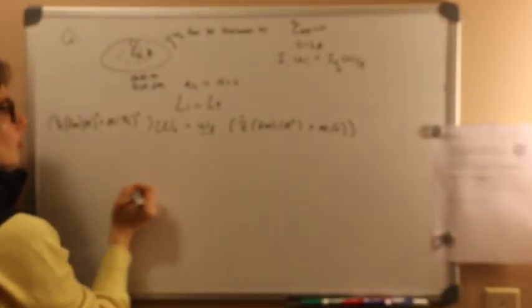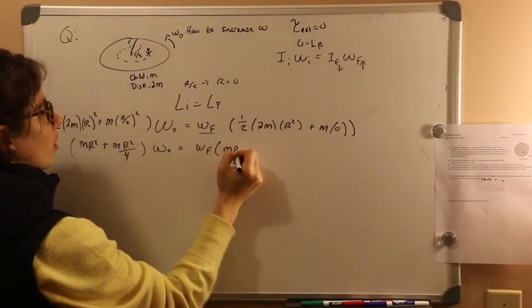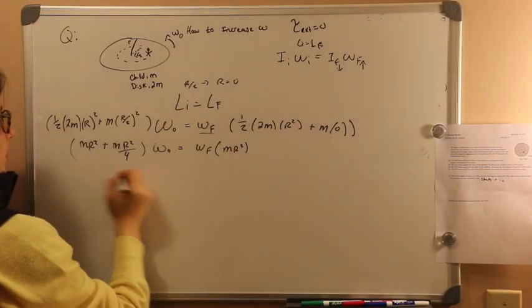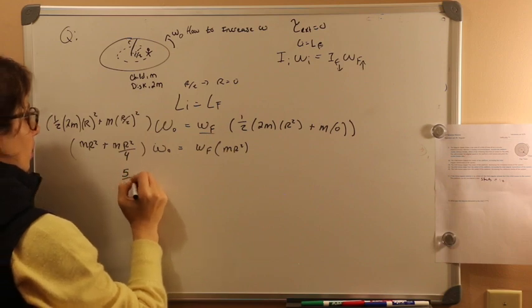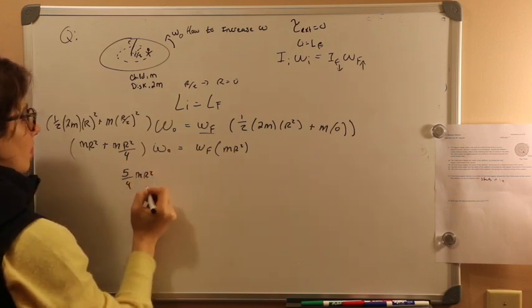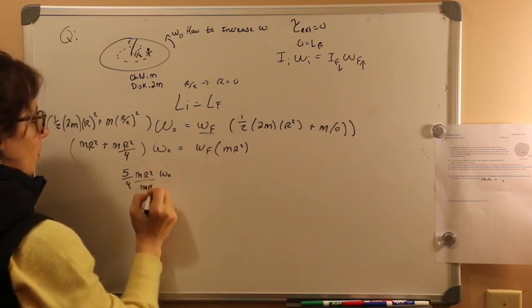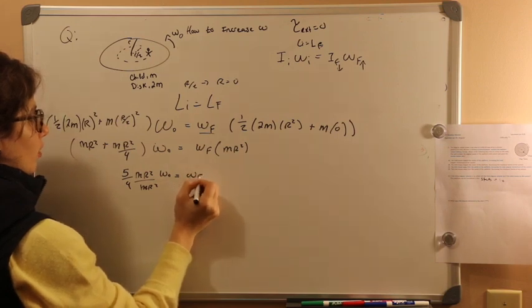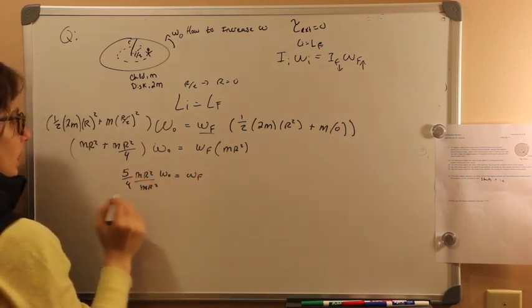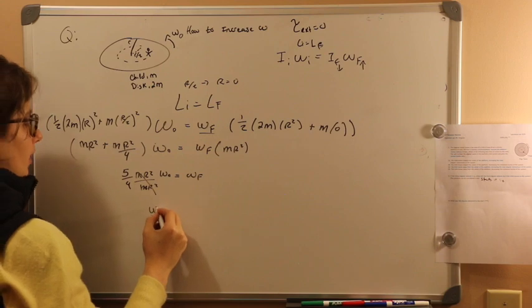So let's simplify and solve for omega final. Here we have m r squared plus m r squared over 4, times omega naught, equals omega final times m r squared. So we can do this addition. This is 5/4 m r squared omega naught. Let's divide by m r squared. Then these cancel, and that leaves us with omega final.